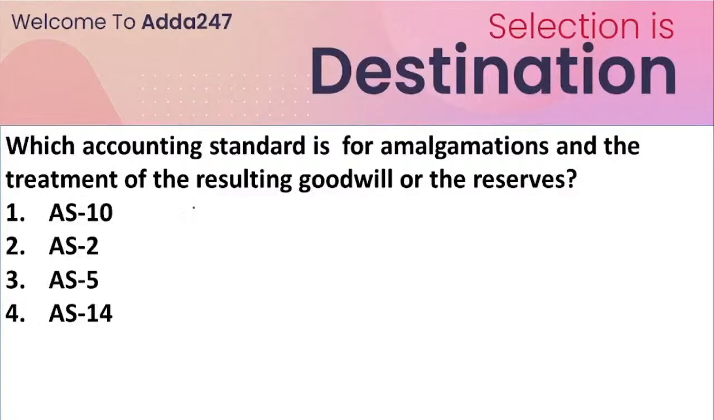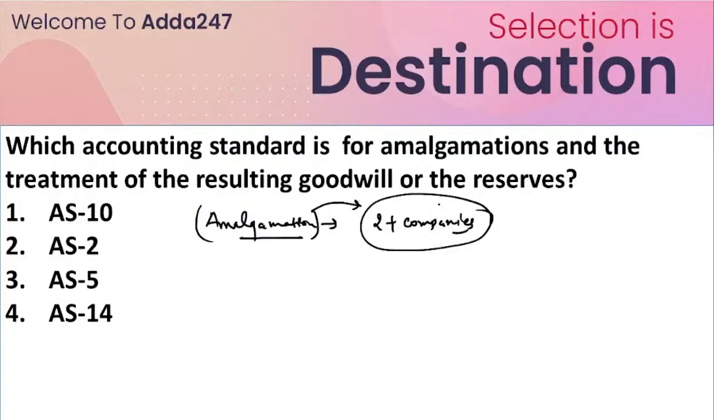Look, what do we understand by amalgamation? Is there anyone who can tell me what we understand by amalgamation? Look, an amalgamation is a combination of two or more companies. When two or more companies combine into a new entity, that is known as the amalgamation process.